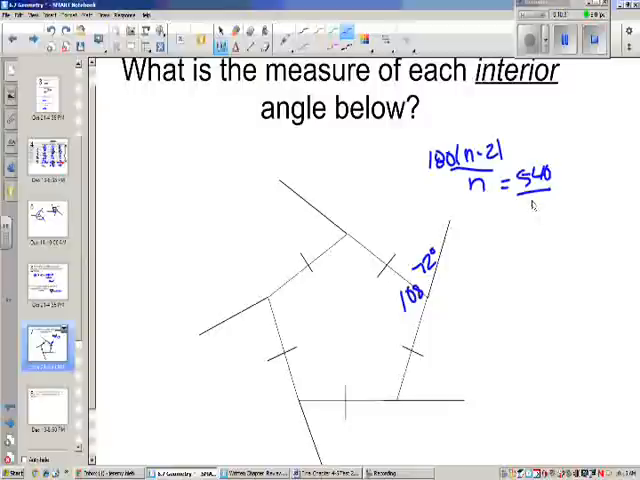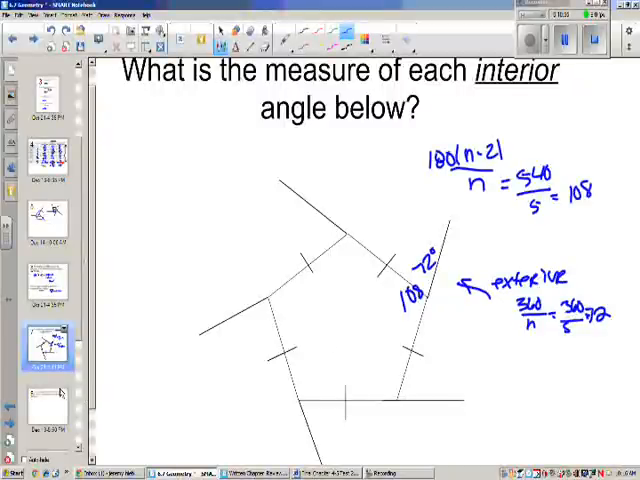Divided by 5, we get 108. And for the exterior, we can use the formula 360 divided by n, so 360 divided by 5, and we get 72. Right, so we could use the formula, or again on your homework you can use a chart.